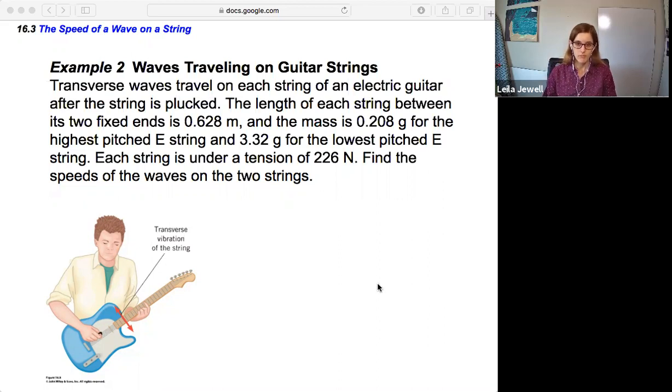Right. So note we are trying to find v here, and it gives us the tension force. It also gives us the total length of the string and the mass for the two different strings. So this is a case where we can first solve for the linear density, and then we can plug it into that speed of a wave equation. Or we can even do it all together. That'll be just as equivalent. So using our speed of the wave equation, we should be able to find how the speed compares for the two strings, right? If it's the high E versus the low E.